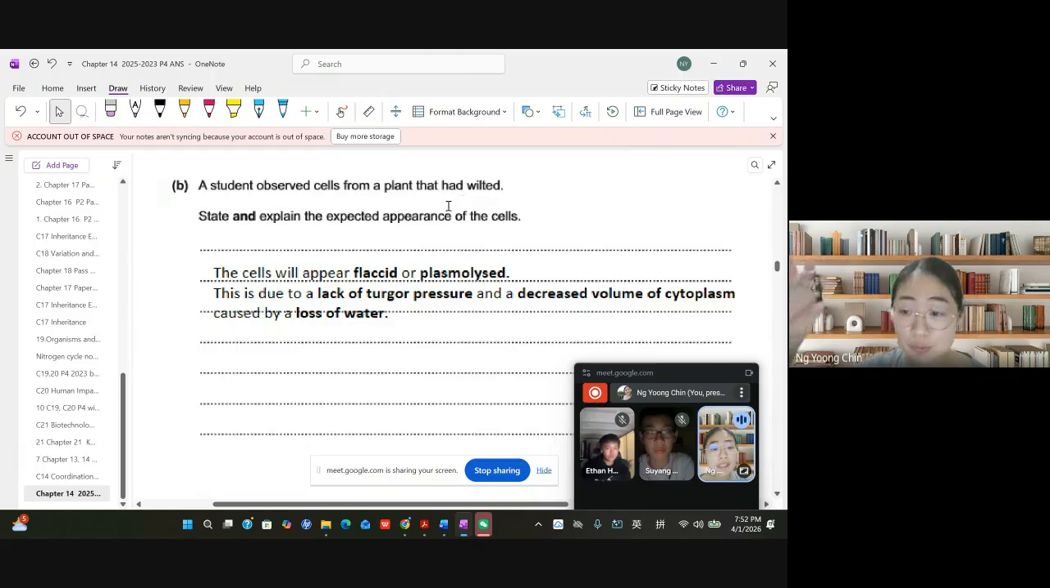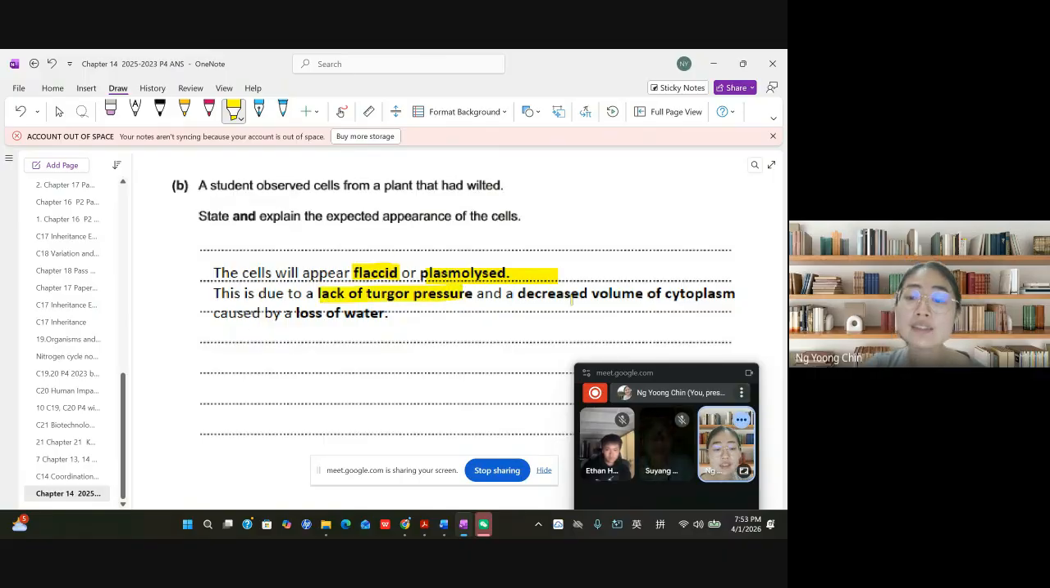If the plant has wilted, it means that the plant is losing water, right? The water just comes out. So what's the state? Because the plant is losing water, it will lead to the state of the plant which is this one, flaccid or plasmolysed. So this is due to lack of turgor pressure and decrease in the volume of cytoplasm caused by loss of water. So just remember the flaccid plant cell.